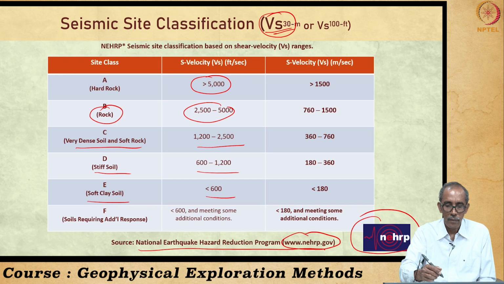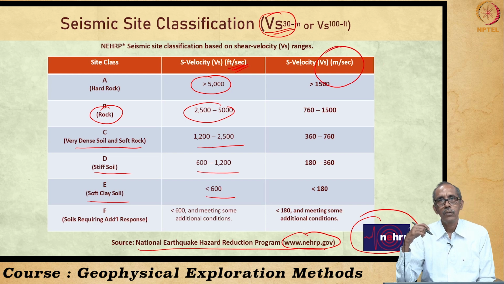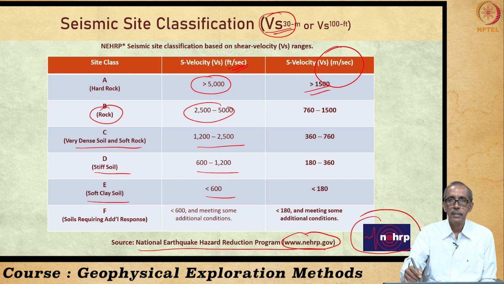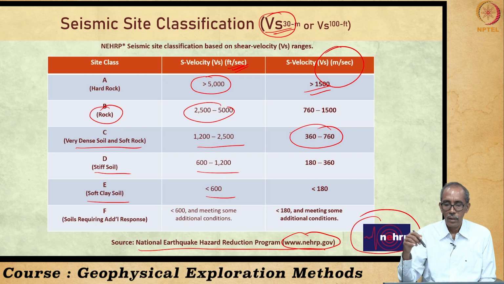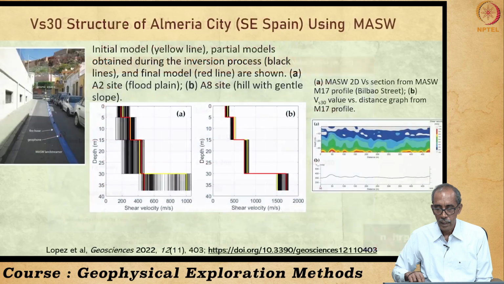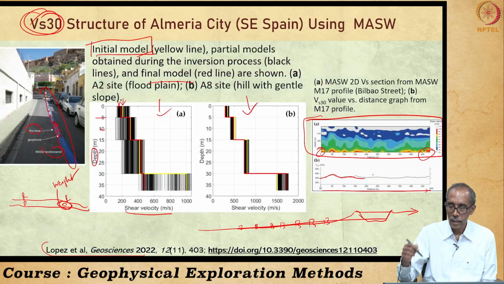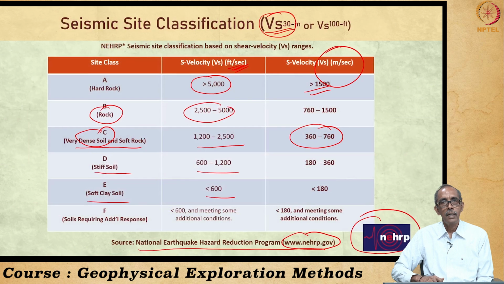Here the velocity is given in feet per second and here we have it in meters per second. Broadly, we classify a rock as a hard rock when the velocity exceeds 1500 meters per second. When the velocity is around 300, it is classified as a dense soil, so in this case it is a dense soil. What is the purpose of this classification?